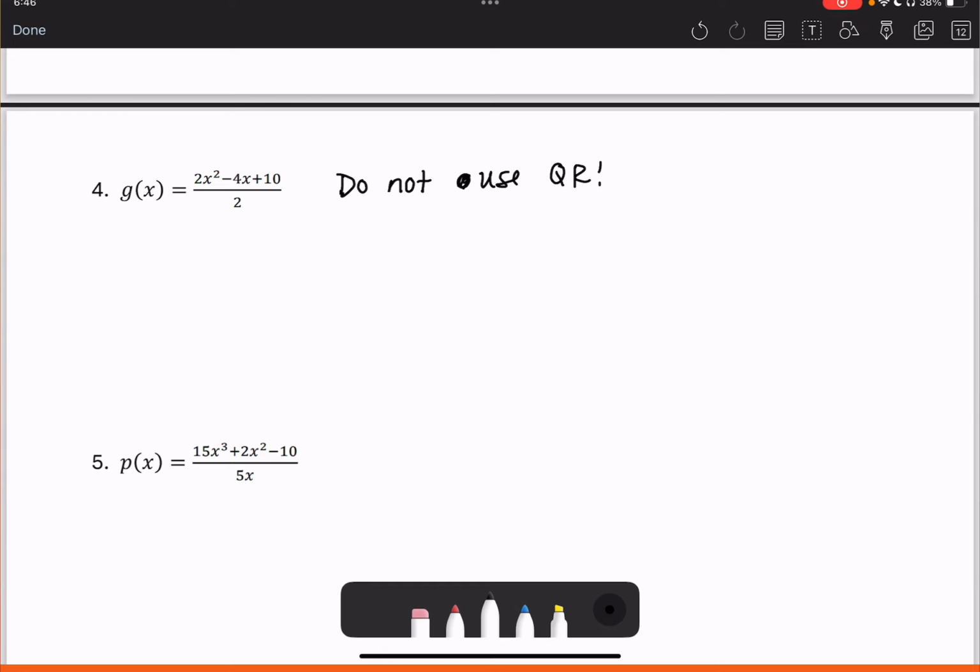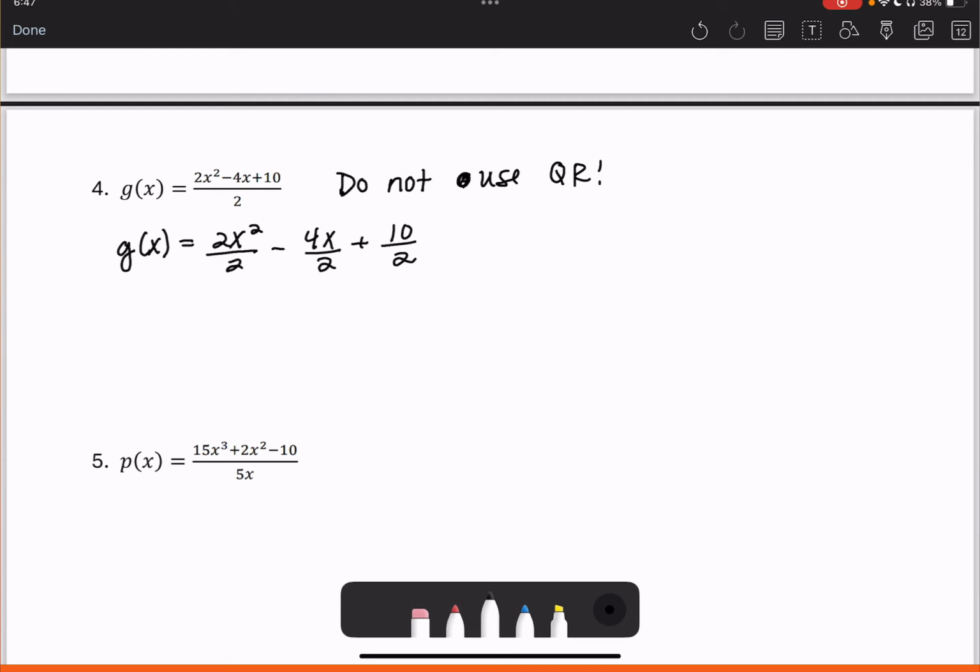I want you to do a rewrite on your g of x where you divide that 2 into each term. Oops, sorry. It's actually going to write out the steps here. I forgot to do that. So it'll be 2x squared over 2 minus 4x over 2 plus 10 over 2, okay? And then we want to simplify this. So this is x squared minus 2x plus 5, okay? And then take the derivative. So that's going to be 2x minus 2, okay? And that's going to be my derivative.